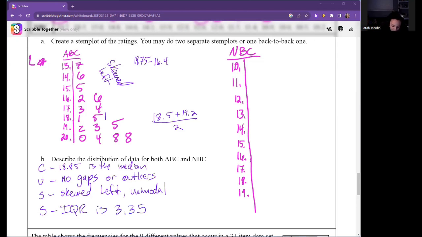So we're addressing each one of these and we're being specific by saying what the actual center value is, the median, that it's skewed to the left, what direction it is in, that we don't see any gaps or outliers, that this IQR is 3.35. So we don't want to be squishy here. We want to be specific. That's what the BS is for. Okay.